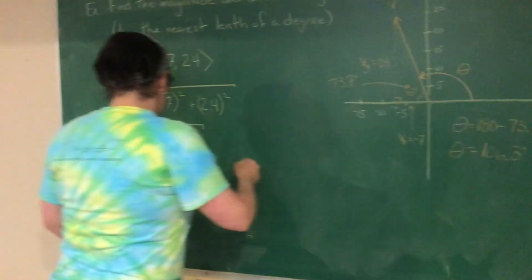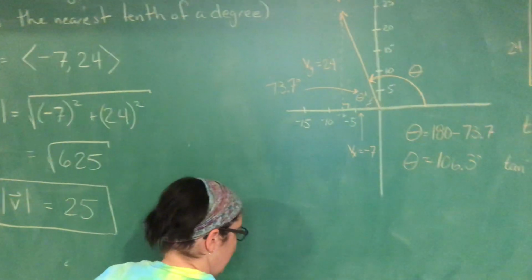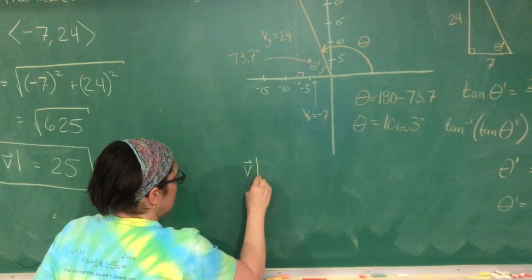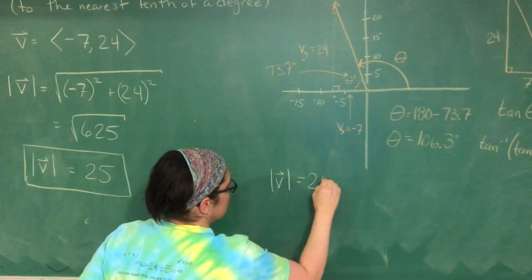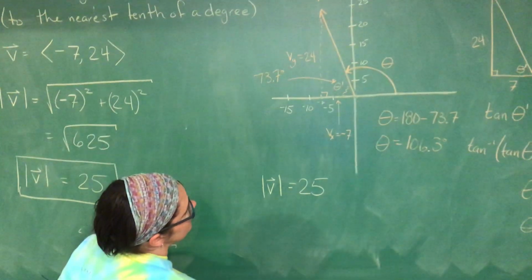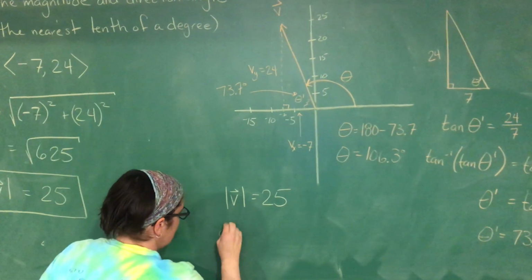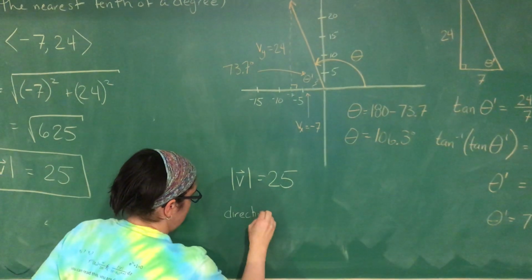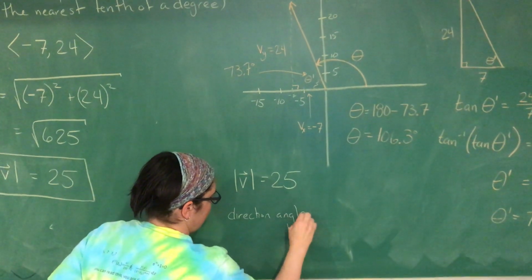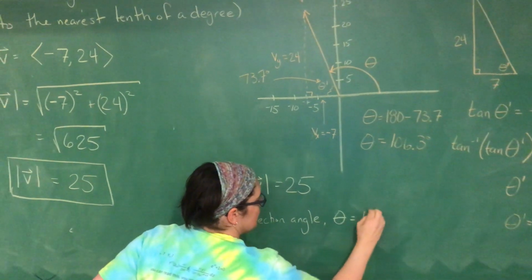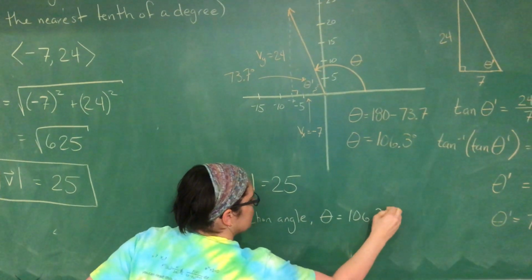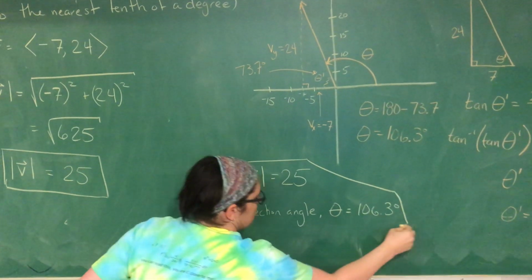Okay, so in conclusion, we have that our vector v has a magnitude of 25, and our direction angle theta is 106.3 degrees. And that was what we were being asked.